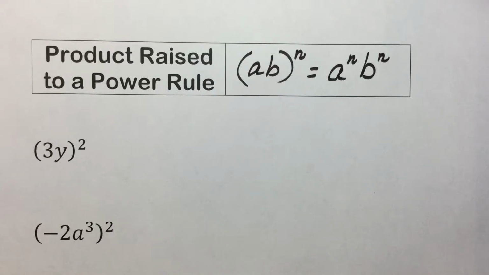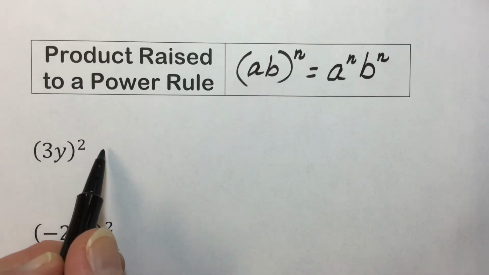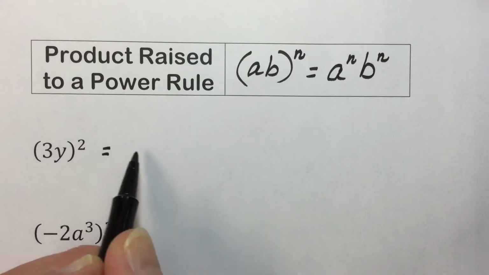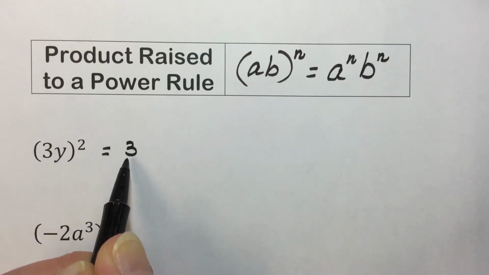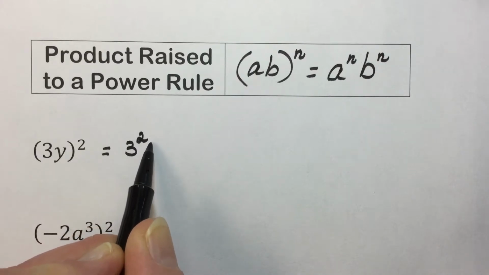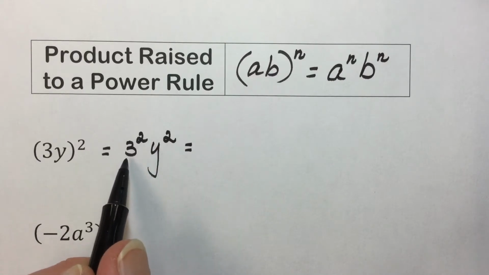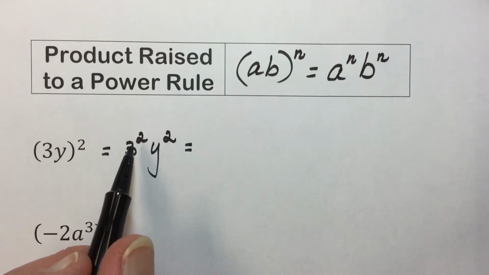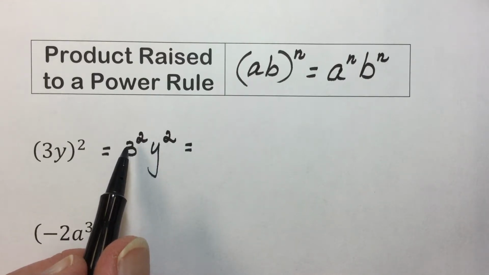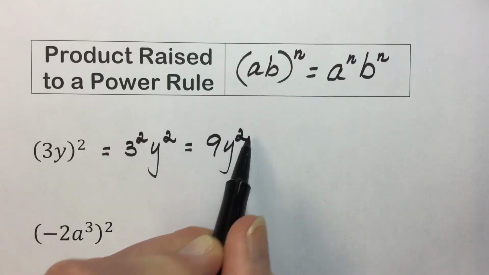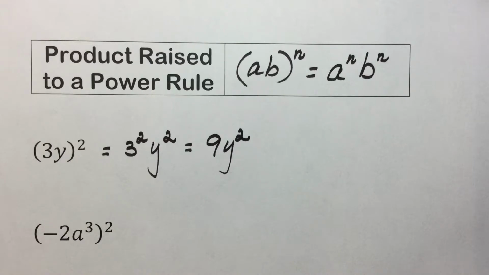Using the product raised to a power rule to simplify these next examples, we will take each of the factors, of which there are 2 being raised to the second power, which leads us to 3 to the power of 2 times y to the power of 2. Simplifying, because we have a small integer raised to the second power, 3 to the power of 2 is 3 times 3 or 9. Our simplified equivalent value is 9y to the second power.